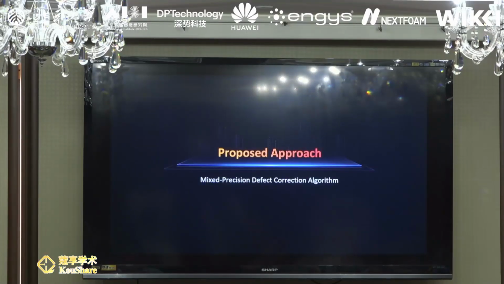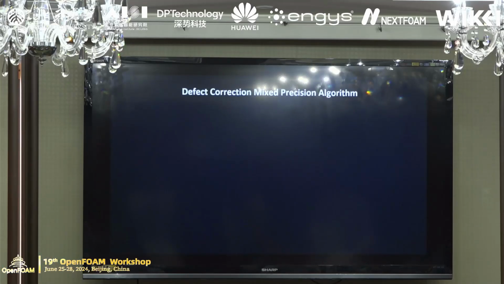So our approach is to use a defect correction based algorithm. That defect correction term would drive the solution slowly to the accuracy that we're looking for. So I'm not going to go into too much detail about the algorithm, but I'm happy to discuss more after that as well.